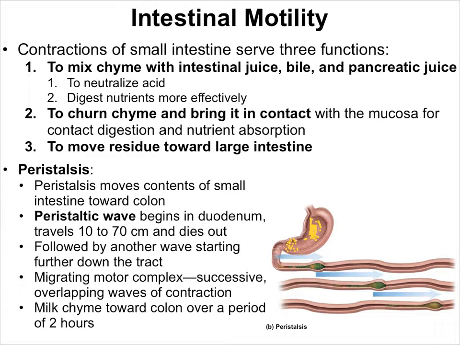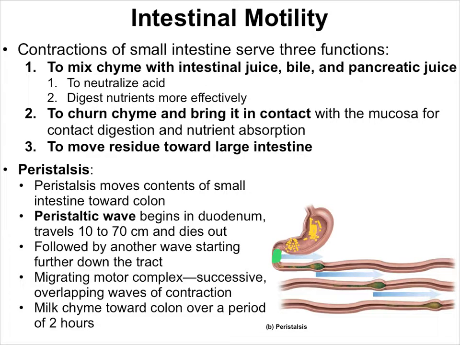When the pylorus becomes full, the pyloric sphincter opens up, and that chyme is allowed to move into the duodenum. Once you get into the intestines, there are two types of movement that take place.